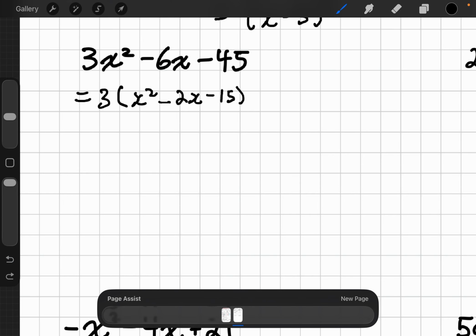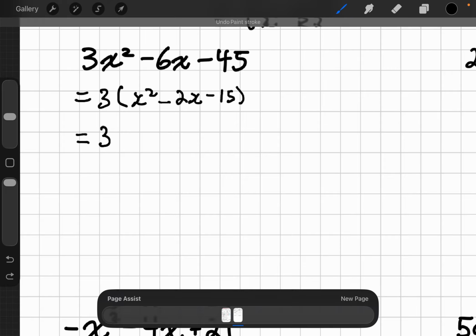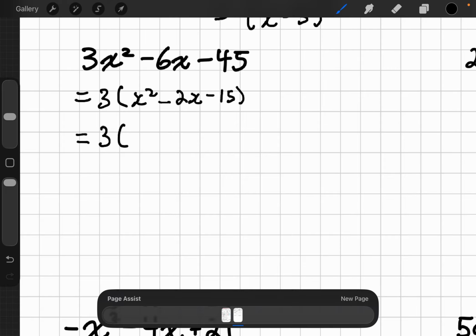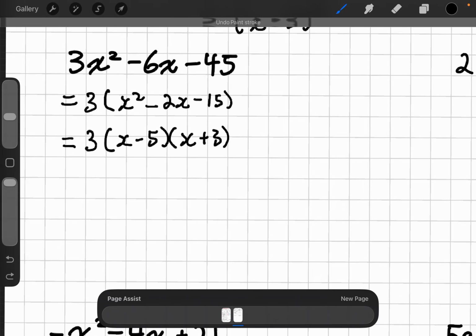So when we factor this trinomial, don't forget the 3 here though. 3 times this trinomial will become (x minus 5)(x plus 3), right? Two numbers that add to negative 2 and multiply to negative 15: 3 and negative 5. Negative 5 plus 3 is negative 2, negative 5 times 3 is negative 15. So the final factored form is this.